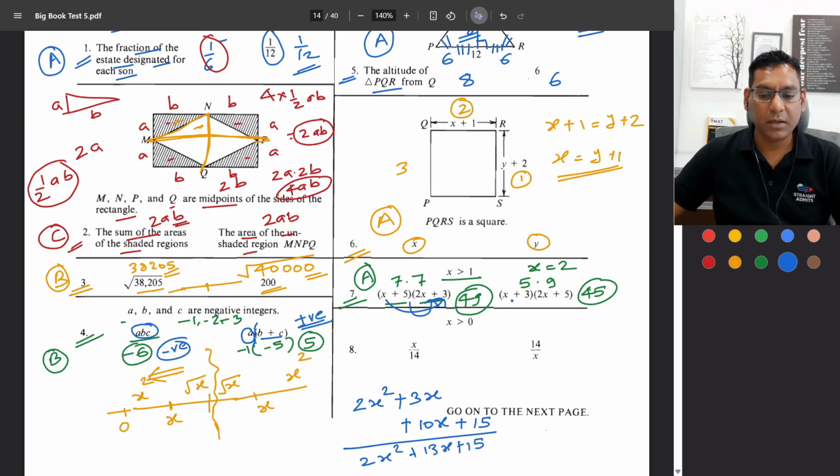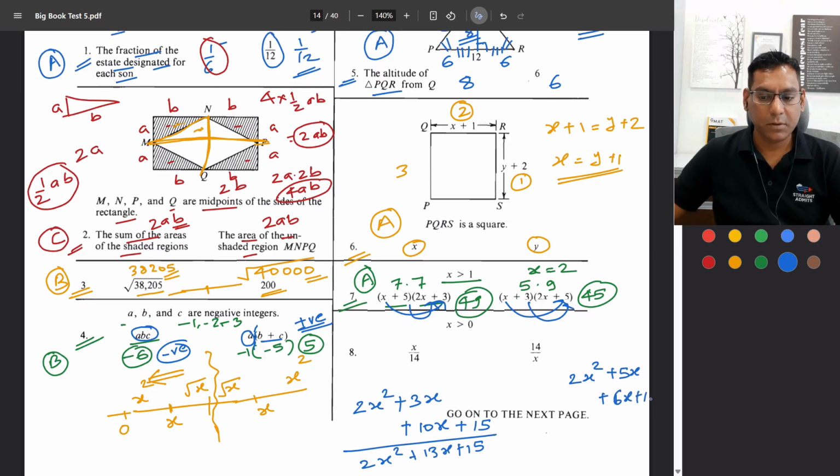What do I get here? X into 2x plus 5, so that is 2x square plus 5x, plus 3 into 2x plus 5, so that is 6x plus 15, right? So what do I get? 2x square plus 11x plus 15. If you compare these two expressions, you will realize that this is 13x, this is 11x.